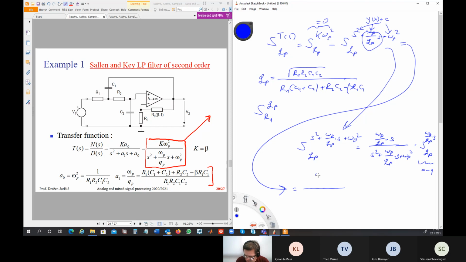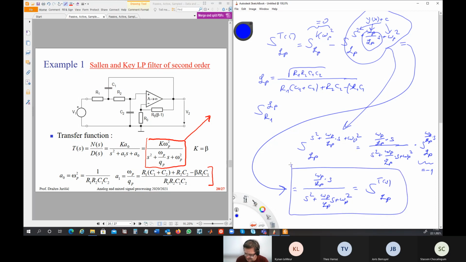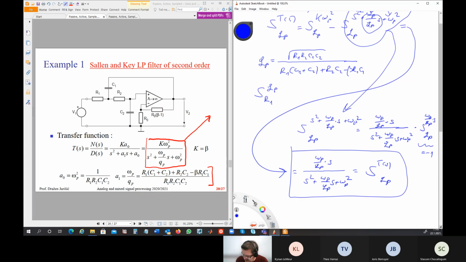This is equal to omega P over QP times S over S squared plus omega P over QP times S plus omega P squared. So this is ST of S to QP. That's very, very simple result. And this is calculated in a simple way. Of course, we have used this part here because this is 0 minus 1 times this minus here, and we have the solution.